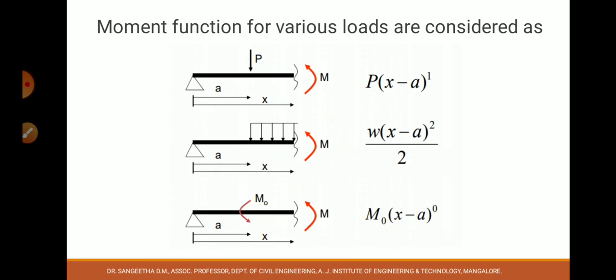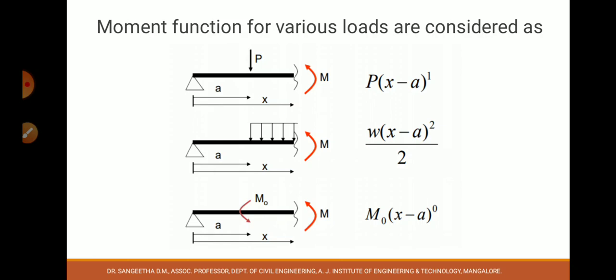So load into distance. What is the distance? X minus W into L by 2. W is magnitude of the load. Distance is L, which is x minus A by 2. And if there is a moment M naught, generally when there is an external moment, distance will not be considered.